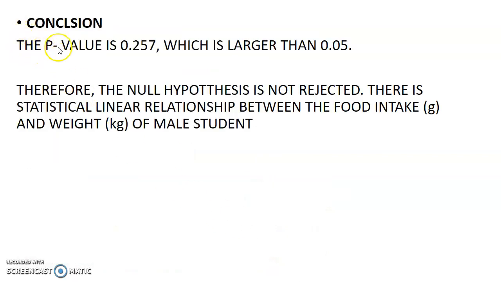In the conclusion, the p-value is 0.257, which is larger than 0.05. Therefore, this null hypothesis is rejected. There is a statistical linear relationship between the food intake in gram and weight in kilogram of male students.